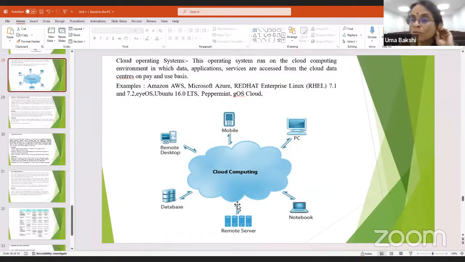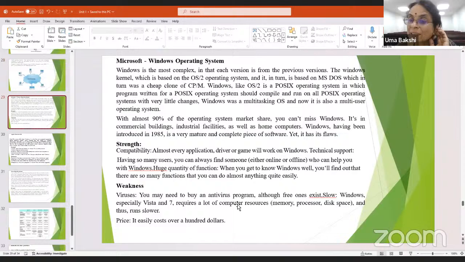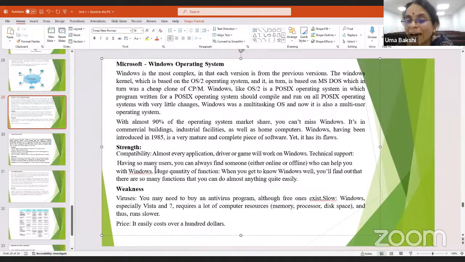Then we have the Microsoft Windows operating system. All our simple laptops use Microsoft Windows, Windows 10, Windows 12, something like that. This is the most used operating system, and it has very good strengths: its technical support is very good, it can be used online or offline, and it is user friendly. The weakness is that we have to buy antivirus. It does not come with built-in antivirus, and its security is also not very good like iOS.